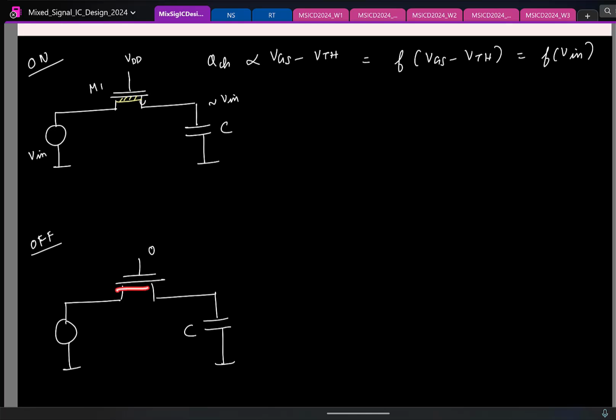Where did it go? If the charge is there, there will be current. As simple as that. Two statements are correct. When it is on, there is a charge. When it is off, there is no charge. So where did the charge go now?